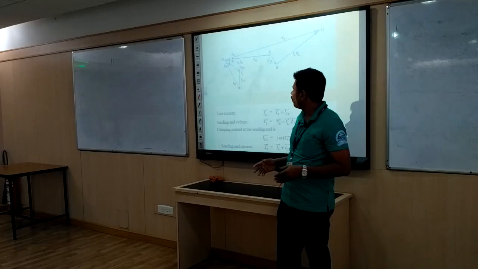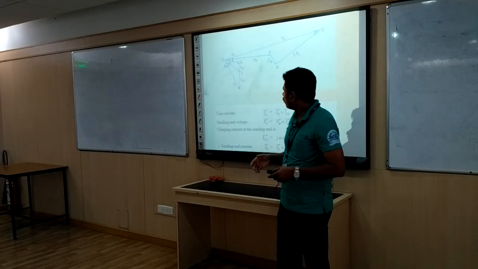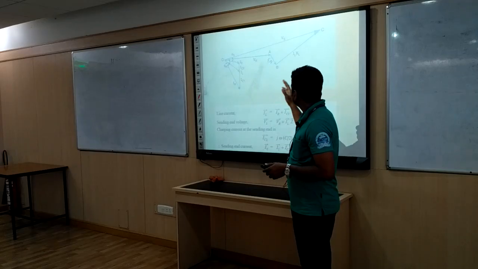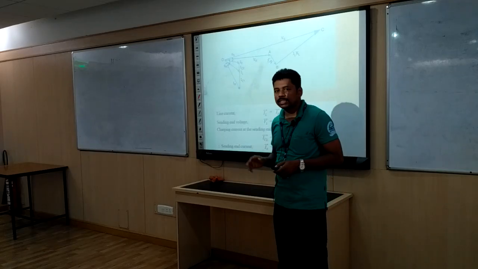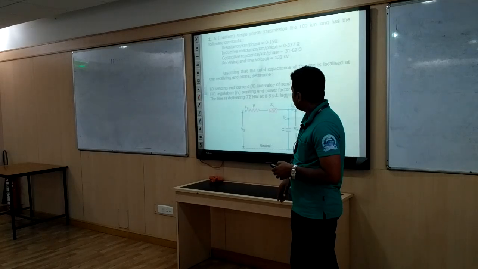IC1, IC2 currents you have to find. Then from that you have to derive the value of IS, that is the sending end current. From there you have to come out with VR plus IL into R plus IL into XL, which will give you the sending end voltage Vs. That is the model based on the nominal pi model.